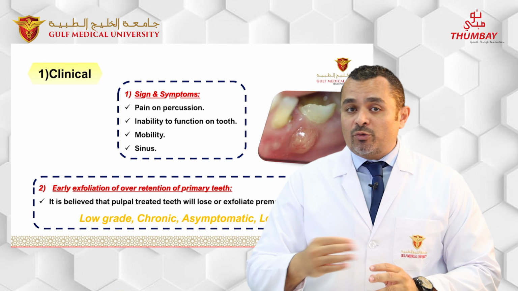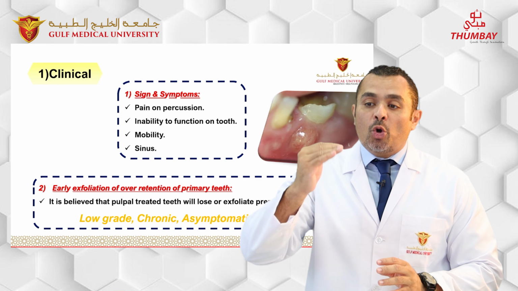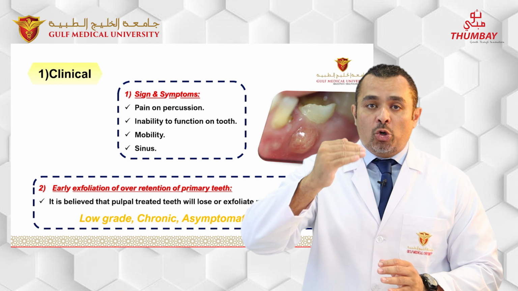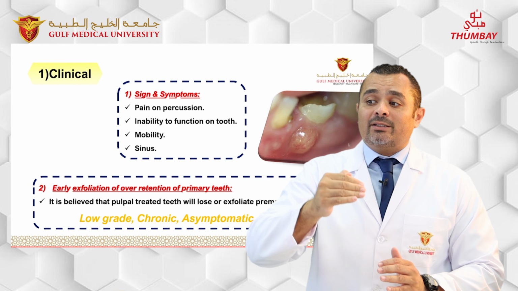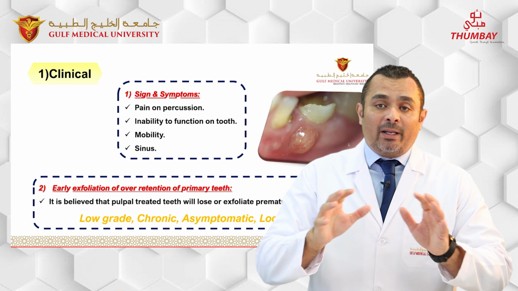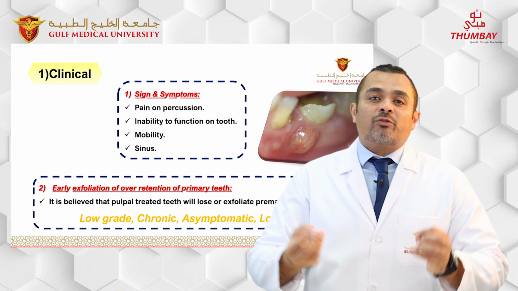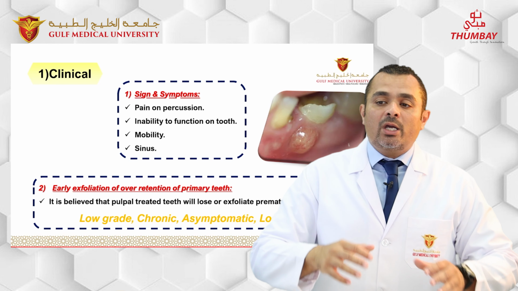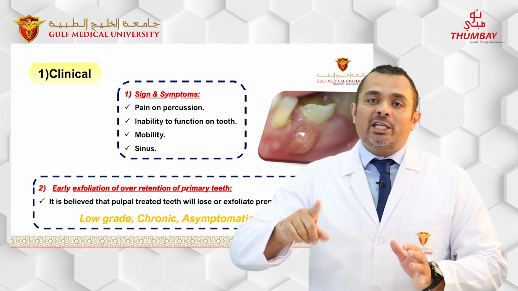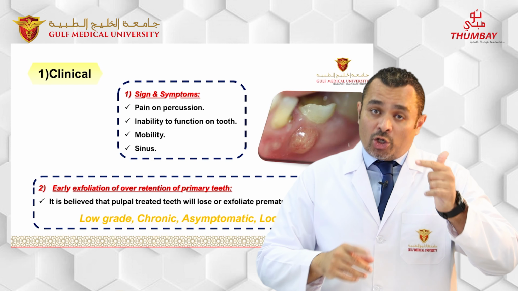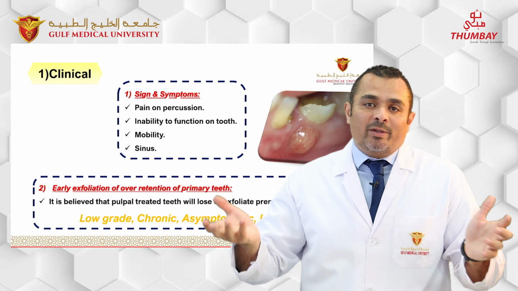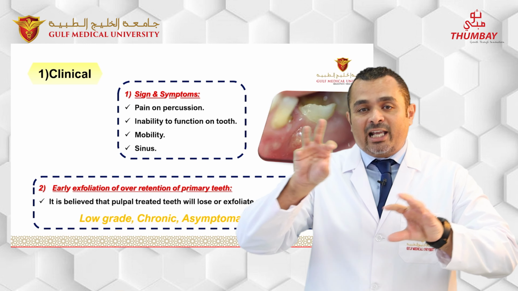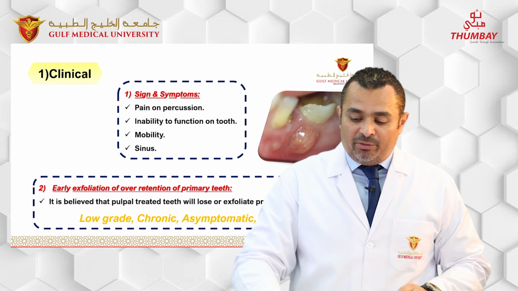Number two, early exfoliation, which is very important, due to low-grade chronic inflammation. This is a criterion of low-grade chronic asymptomatic localized infection. It's believed that pulpally treated teeth are lost or exfoliate earlier due to irritation from the capping material or from the caries before, leading to infection, and the infection leading to premature exfoliation. Low-grade, chronic, over a long time, asymptomatic, not painful to the patient, localized to the tooth. So this is the clinical form of failure following the pulp therapy.